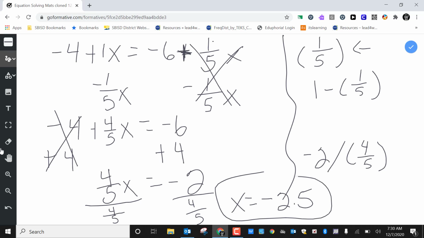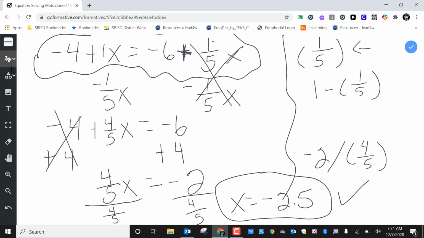-2.5. And I can check it by going back to the original equation, and I'm going to substitute -2.5 in for x, and I can just use the calculator. So on the left side, I have -4 plus 1, and then in parentheses, -2.5, and that equals -6.5. And then I'll do the right side, -6 plus, in parentheses, 1/5, close parentheses, and then my x in parentheses, -2.5, close parentheses. And I get -6.5. So that tells me that this problem is correct.